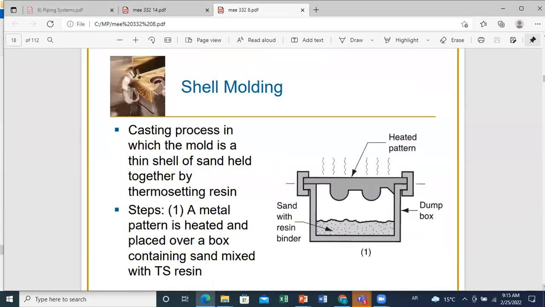The first type is shell molding. What is the idea here? In this system, the casting process is characterized by a mold, which is a thin shell of sand held together by thermosetting resin. Now, what are the different steps to do? The first step is the following. If you look at this figure, you have first a dump box. In this dump box, you put sand with the resin binder in order to hold the sand particles together. And then at the top of it, you have a heated pattern.